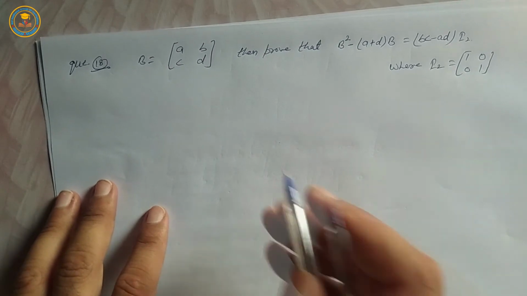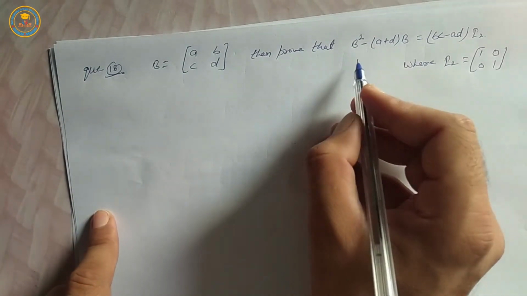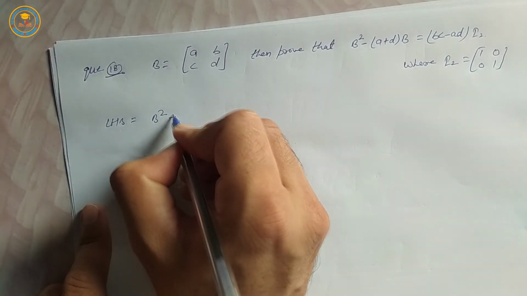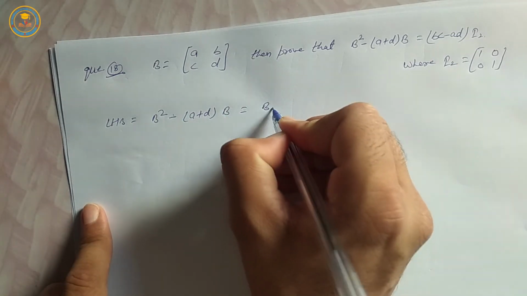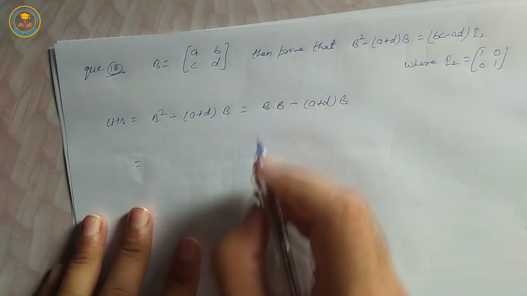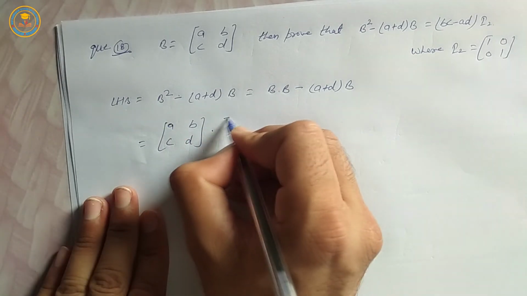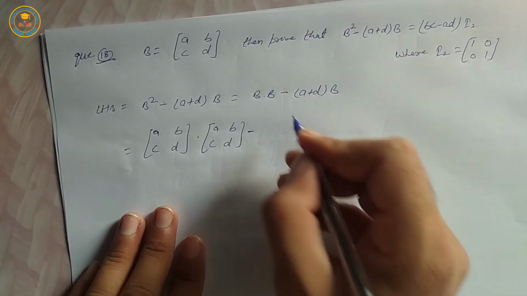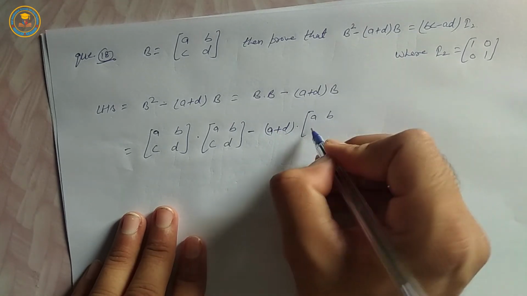Okay, left side is equal to B square minus (A plus D) into B. B square means B into B, minus (A plus D) into B. Okay, B into B, [A B; C D] into [A B; C D], minus (A plus D) into B, [A B; C D].